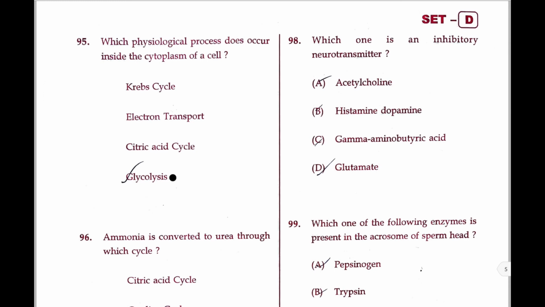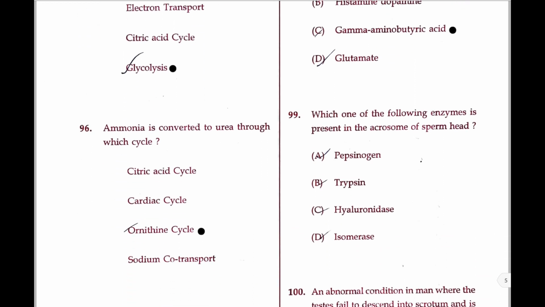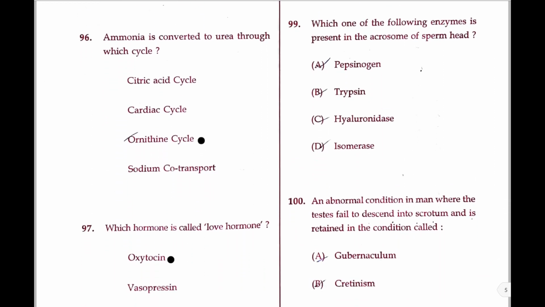Next, which one is an inhibitory neurotransmitter? And the answer is gamma aminobutyric acid, that is GABA. You can also take other examples like serotonin, dopamine. They are also inhibitory neurotransmitters. Next, which one of the following enzymes is present in the acrosome of sperm? The answer is hyaluronidase.